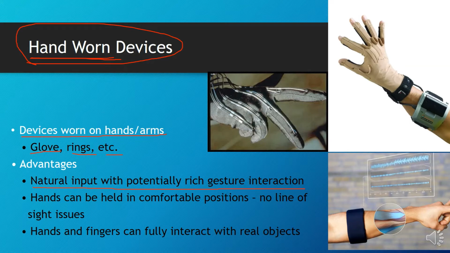And hands can be held in comfortable positions, and there is no line of sight issue, because it is worn on your hands, so you can position it anywhere based on your comfort. Okay, and hands and fingers can fully interact with the real object. You can use these hand-worn devices to fully interact with the object. You will have direct contact, a direct interaction, with the object in the virtual environment, because you can just use your hands.